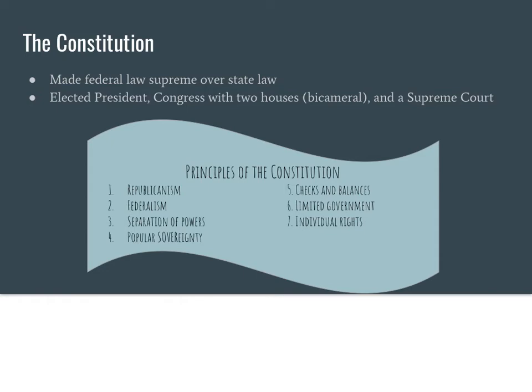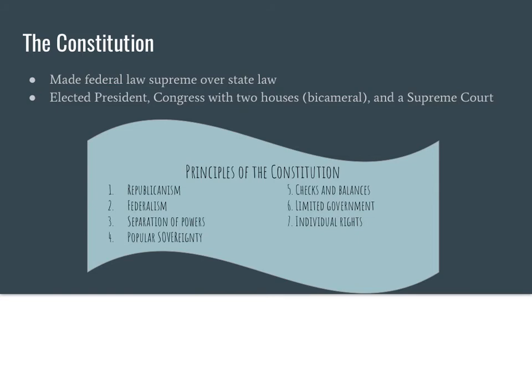So the Constitution gave more power to the federal government and made the federal government the law of the land. It created the presidency that we now know, created Congress with two houses, the House of Representatives and the Senate, and a Supreme Court. So it created all three of the branches of government. And it came with some underlying principles that I want to speak to briefly.